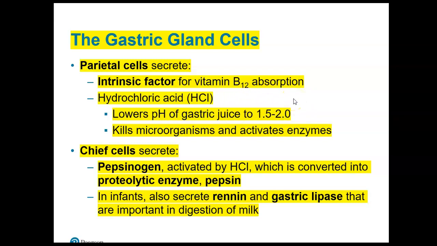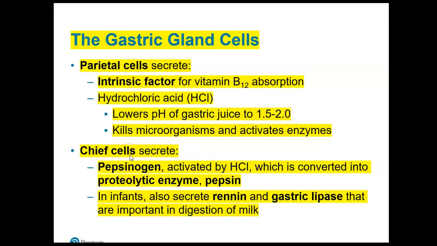Just in comparison to the rest of the body, most body fluid pH is slightly basic, a little bit above 7. The other function of the hydrochloric acid is to kill microorganisms, and that low pH activates the enzyme pepsin so that it will begin the digestion of proteins. So that is the function primarily of hydrochloric acid.